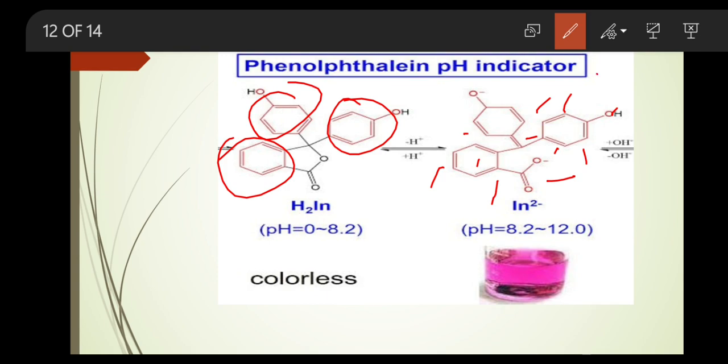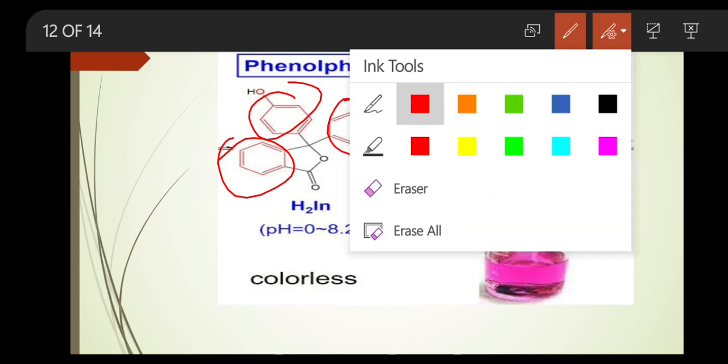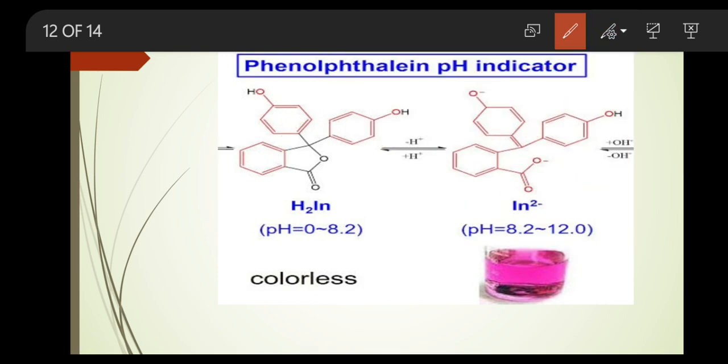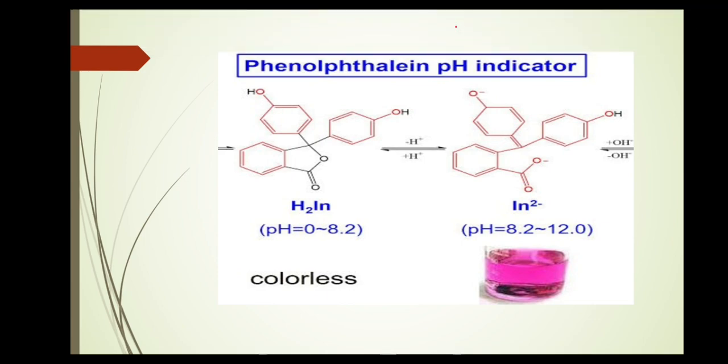But in the basic medium form, it is conjugated: double bond, single bond, double bond, single bond, double bond, single bond, double bond, single bond, double bond, single bond, double bond. So extended conjugation is there. Because of this extended conjugation, phenolphthalein gets pink color in basic medium. So that is one point. The lactone ring in the colorless form gets opened, and because of this ring opening, it becomes extensively conjugated, and it becomes the pink colored phenolphthalein.